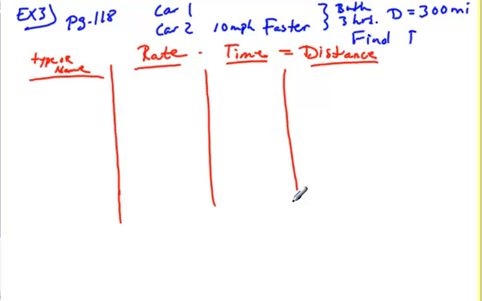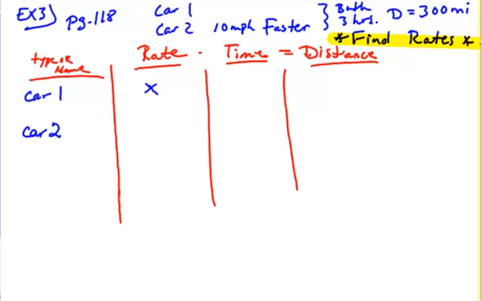Let's fill in what we got. I'll say car 1, car 2. What's the rate of car 1? Do we know? How fast is it going? No. What do you want to use here? X? Okay. How long is it going for? How many hours? Okay, 3 hours. So what's the distance? Okay, or 3x, same thing, good.